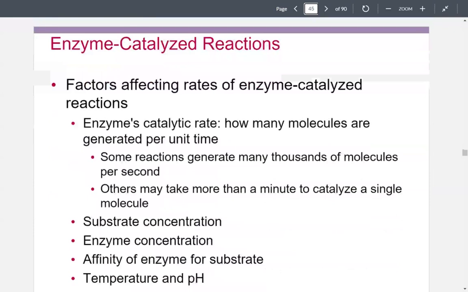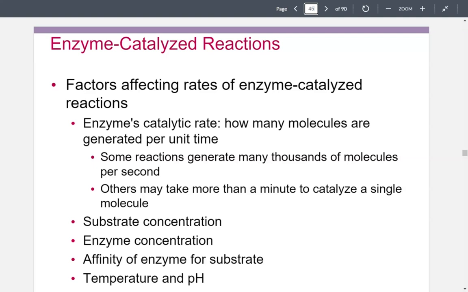All right, factors that affect the rates of our enzyme-catalyzed reactions. First and foremost, how many molecules are generated per unit time, the enzyme's catalytic rate. Some reactions are going to generate thousands of molecules per second, while others may take more than a minute to catalyze a single molecule. So the speed at which this reaction is going to take place is still going to play a role. Just because we are changing the activation energy, it does not mean it is necessarily going to change the time it takes for the reaction to take place.